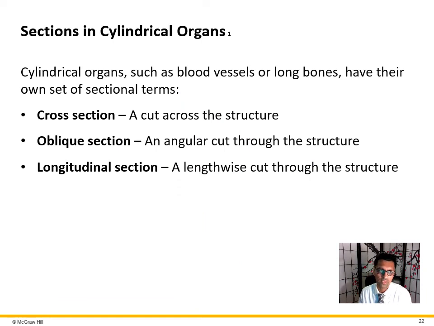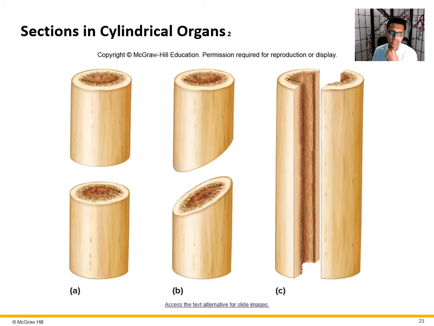Now, cylindrical organs such as blood vessels or long bones have their own set of sectional terms, like a cross section, oblique section, and a longitudinal section. So that's for blood vessels and long bones. So if you look at this, okay, if you look at A, B, and C: longitudinal, oblique, cross-sectional.